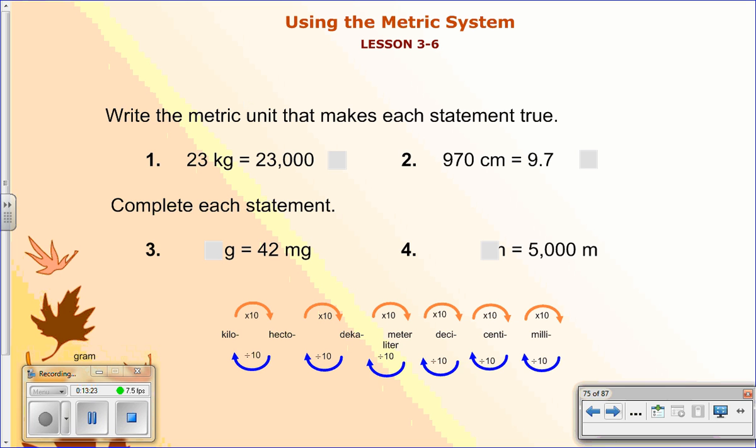All right, so that is your lesson for tonight. In tonight's lesson, we looked at the metric system. We chose what were appropriate measurements, and then we converted between measurements.